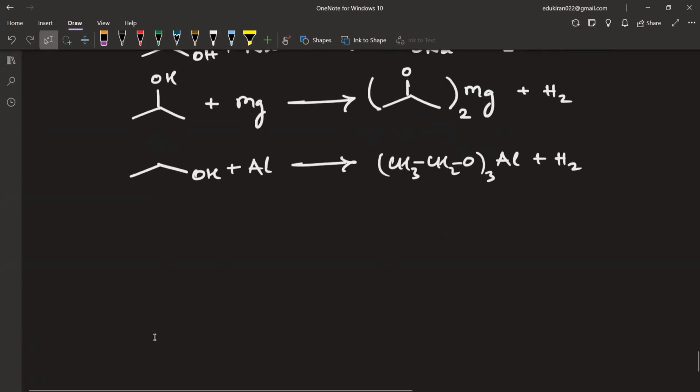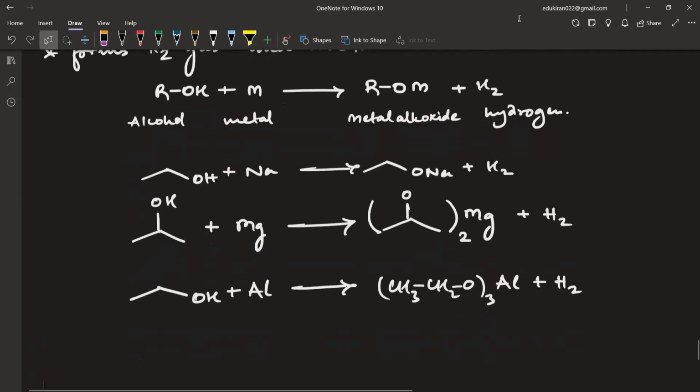Now in the next class, what we are going to do, we are going to compare the acidic character of water and alcohol, which is going to be a better acid. Okay. Abhi yahin tak likhe.